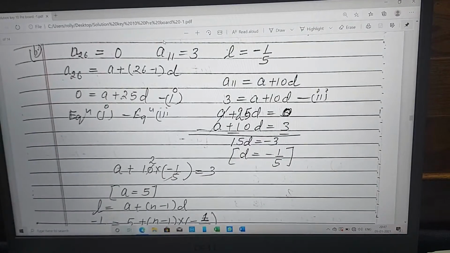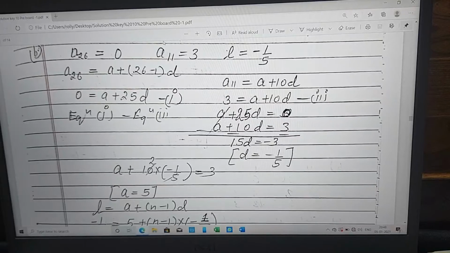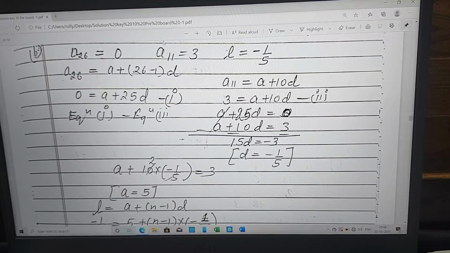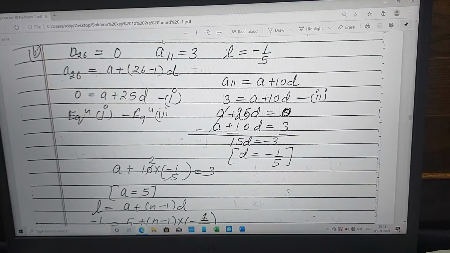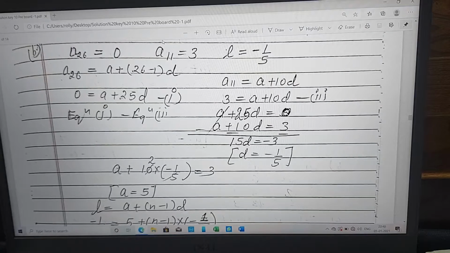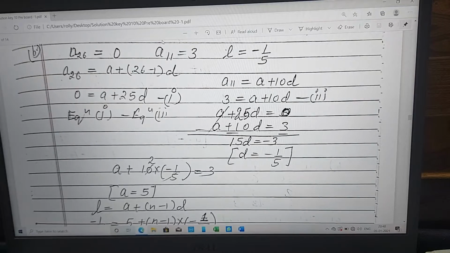Moving on to this question, it says that A26 is 0, A11 is 3 and the last term is minus 1 upon 5. First of all, we have got two simultaneous linear equations with the help of A26 equal to 0 and A11 equal to 3. Because it is an AP, so An is equal to a plus (n minus 1) into d. The values of a and d we do not know. The 26th term is 0 and the 11th term is 3.